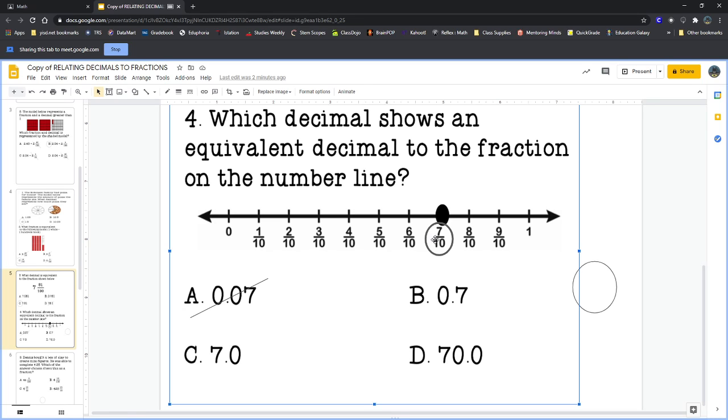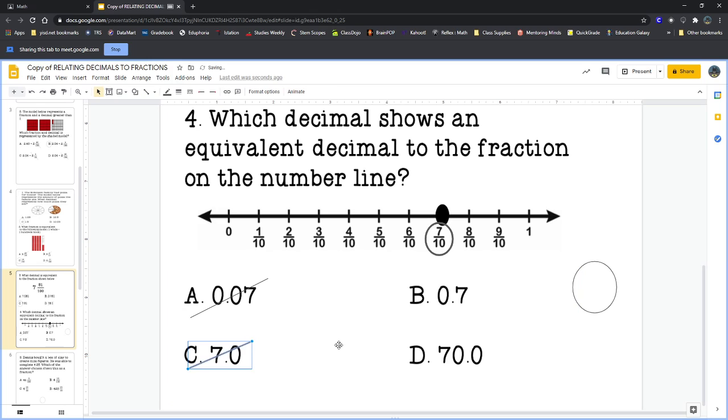B. Okay, answer choice B. If I look in front of the decimal, I have 0. Is 0 bigger than 0? No. No. So I don't want to get rid of that one. But is there another answer choice that does have something bigger than 0 in front of the decimal? Yes. Which one? C. Answer choice C. Here's my decimal, and if I look in front of it, there's a 7. 7 is definitely bigger than 0.